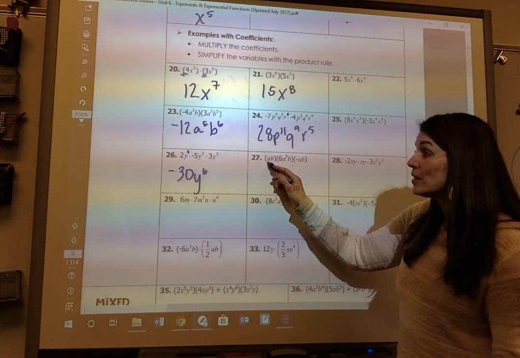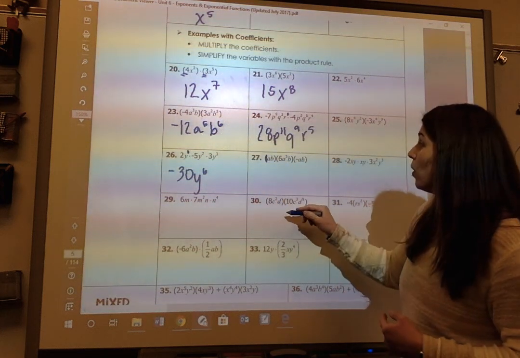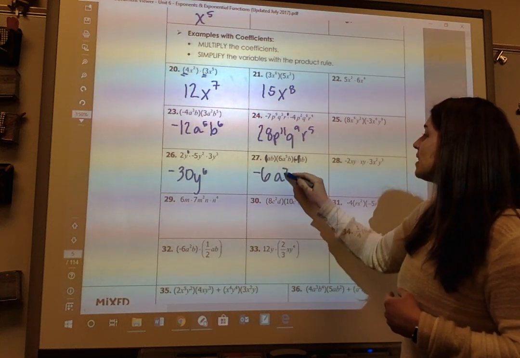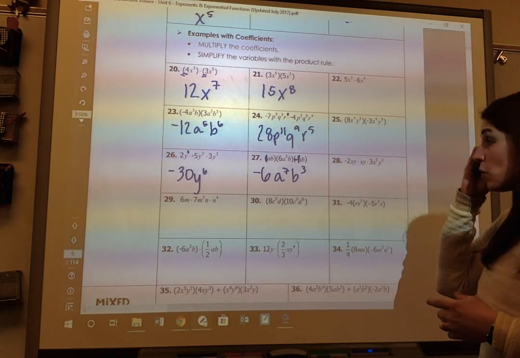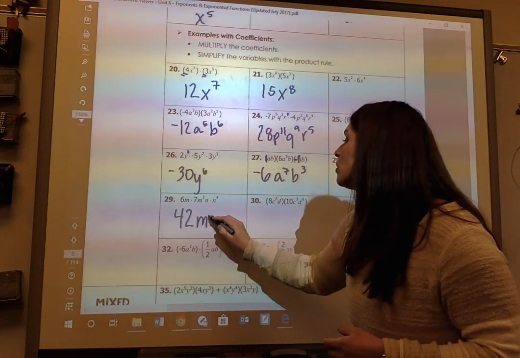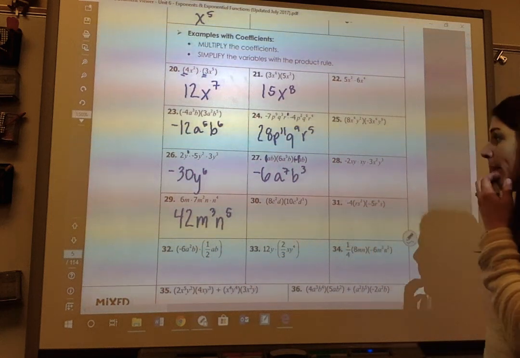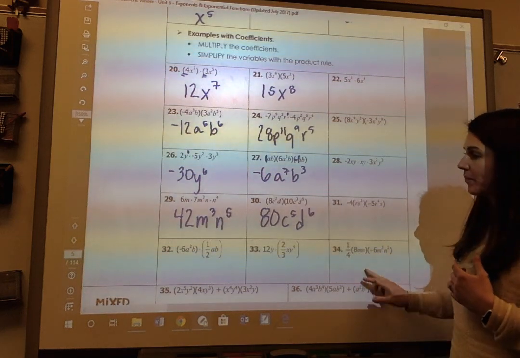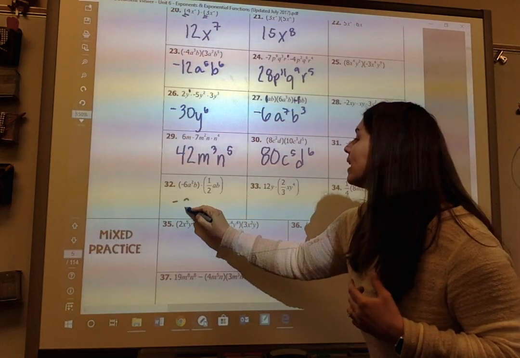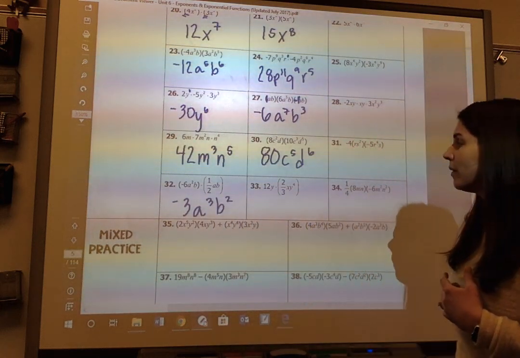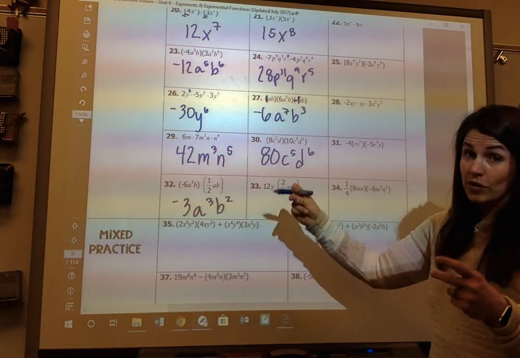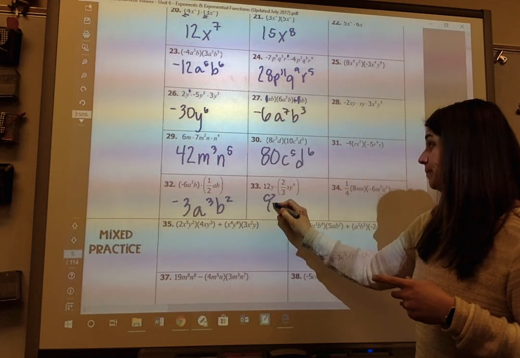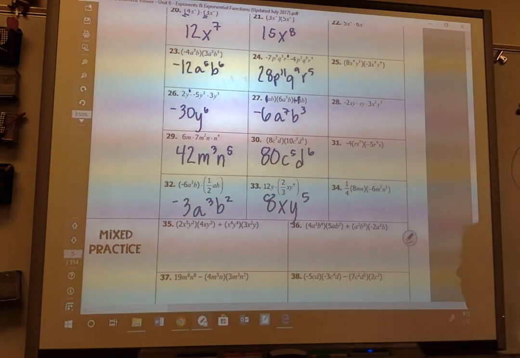Number 27, you still have a coefficient here. Remember, your coefficient is 1. It's negative 1. So 6 times negative 1 is negative 6. A to the 7th, b to the 3rd. Number 29, I get 42, m to the 3rd, n to the 5th. Number 30, I get 80, c to the 5th, d to the 6th. Number 32, I get negative 3, a to the 3rd, b squared. And number 23, remember, top of your head, what's 12 times 2/3? 3 and 12 cross reduced to 4. 4 times 2 is 8. X, y to the 5th is your answer there.